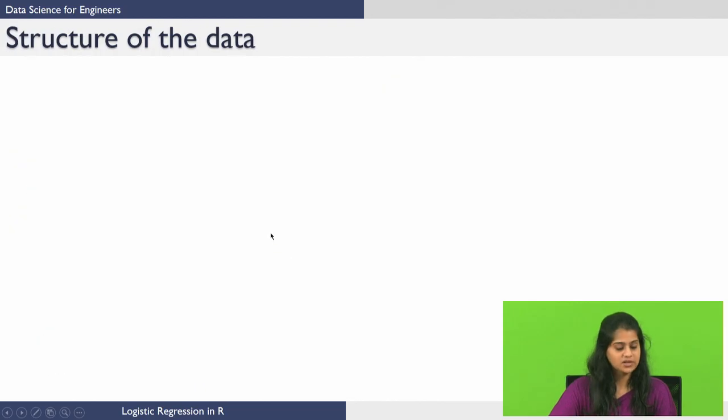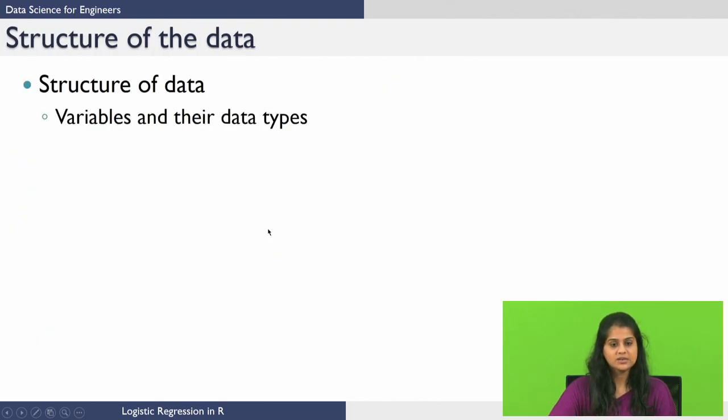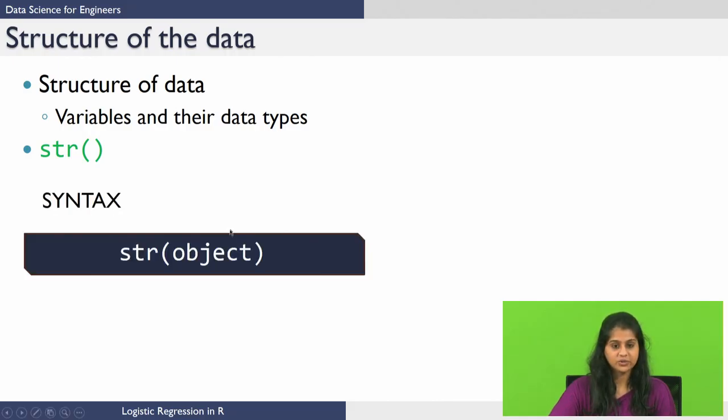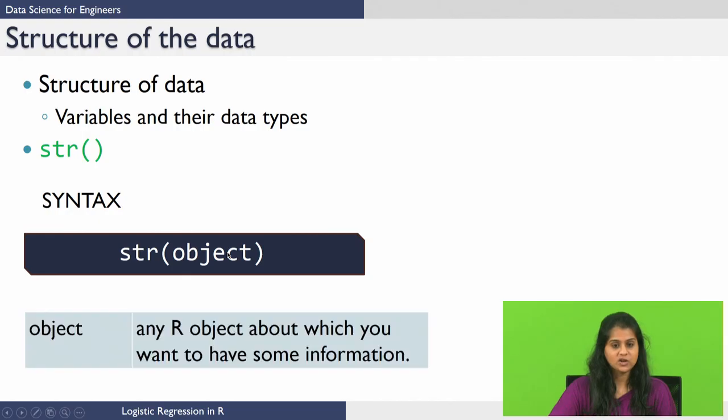Now let us look at the structure of the data. By structure I mean the variables and their corresponding data types. So structure is the command which is represented as str. I need to give an object to it as input. The object here is the desired object for which we want to look at the structure.